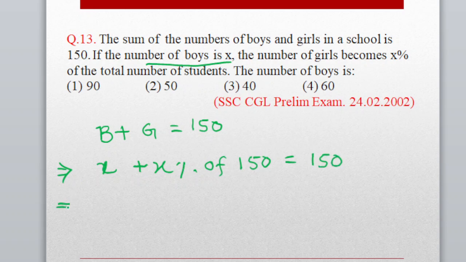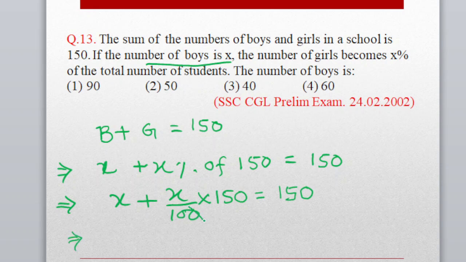Then this implies x plus x by 100 into 150 is equal to 150. So this implies here this 0 cancels this 0. 5 2s are 10. 5 3s are 15. So this implies x plus 3x by 2 is equal to 150.